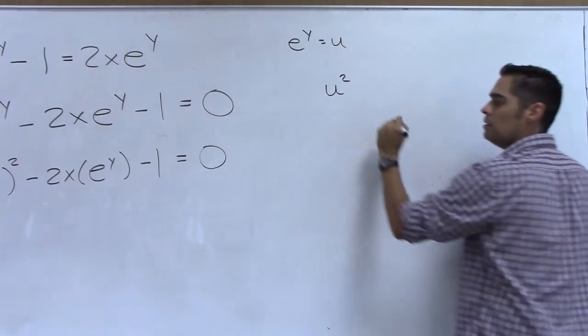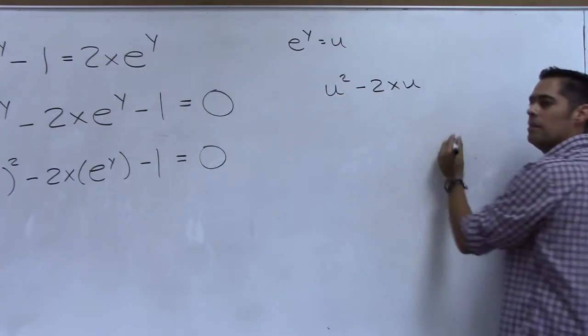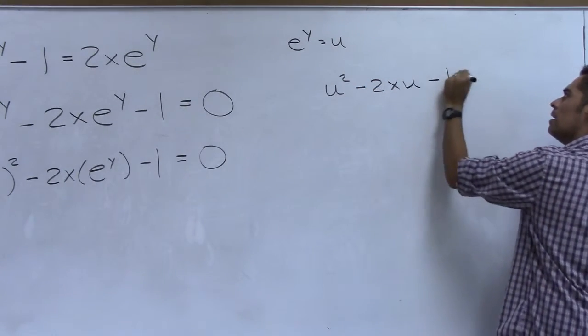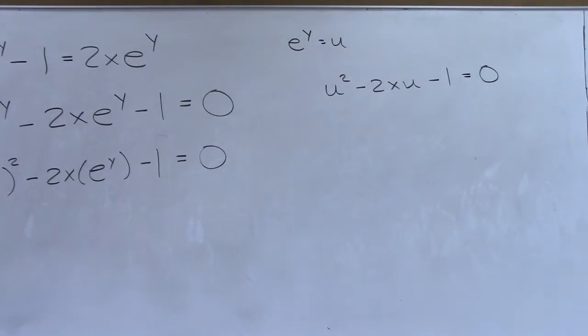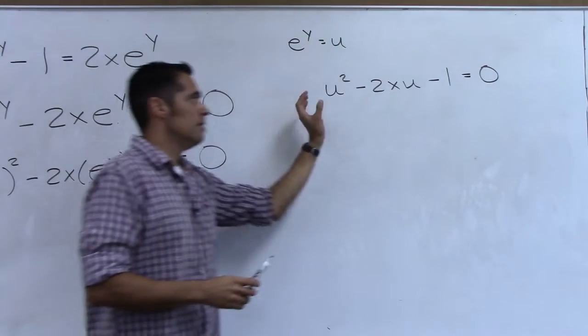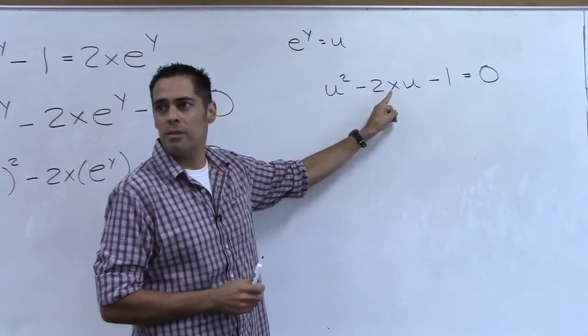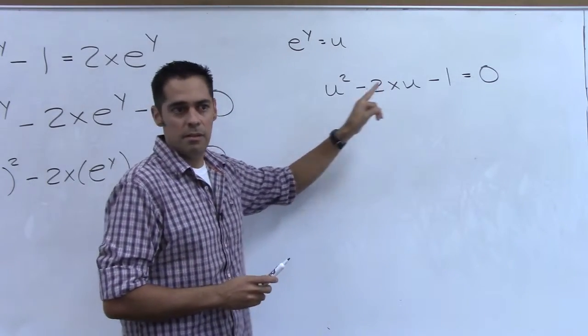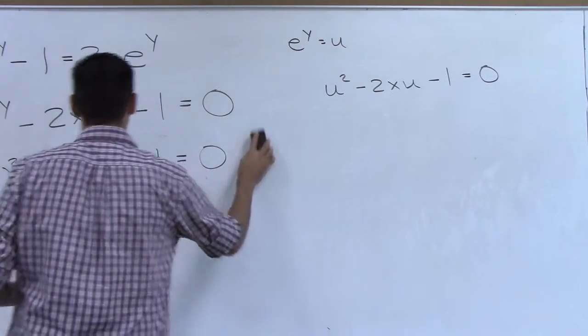U squared minus 2xu minus 1 equals 0. And here's where things can start to get even a little bit crazier, because this is a quadratic in u, meaning u is the variable, right? But we also have another variable in there, x.